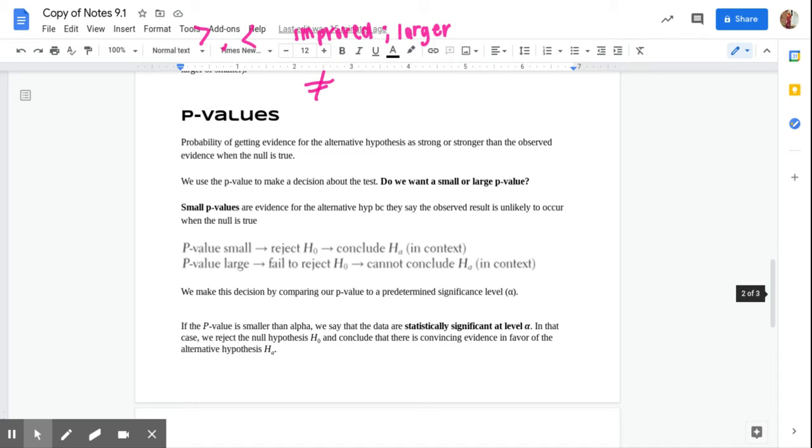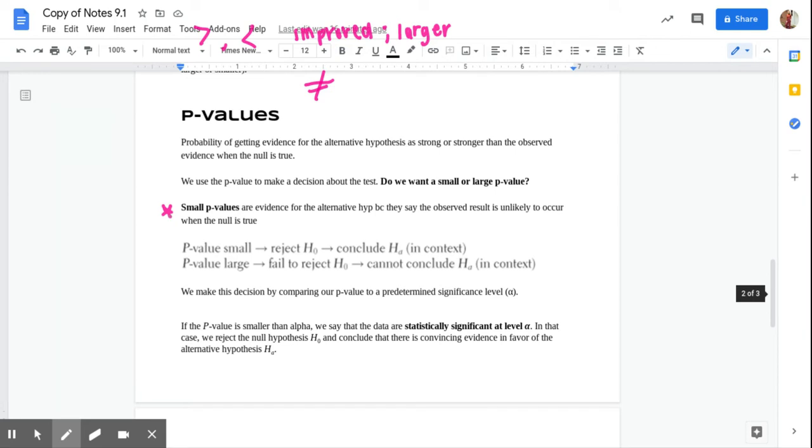So like I said, we use the p-value, so it's just a probability value, to make a decision about the test. My question is, do we want a small or large p-value? So this is important. We want a small p-value because small p-values are evidence for the alternative hypothesis because they say the observed result is unlikely to occur when the null is true. So we don't want the null to be true here. So we want evidence against it, and a small p-value helps us get that. And we'll explore this more in classes as well.